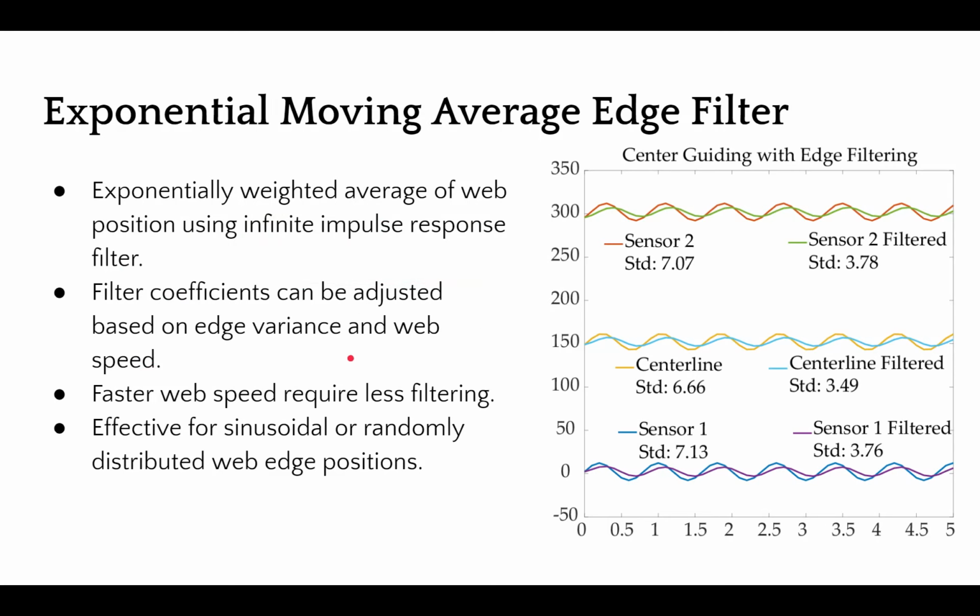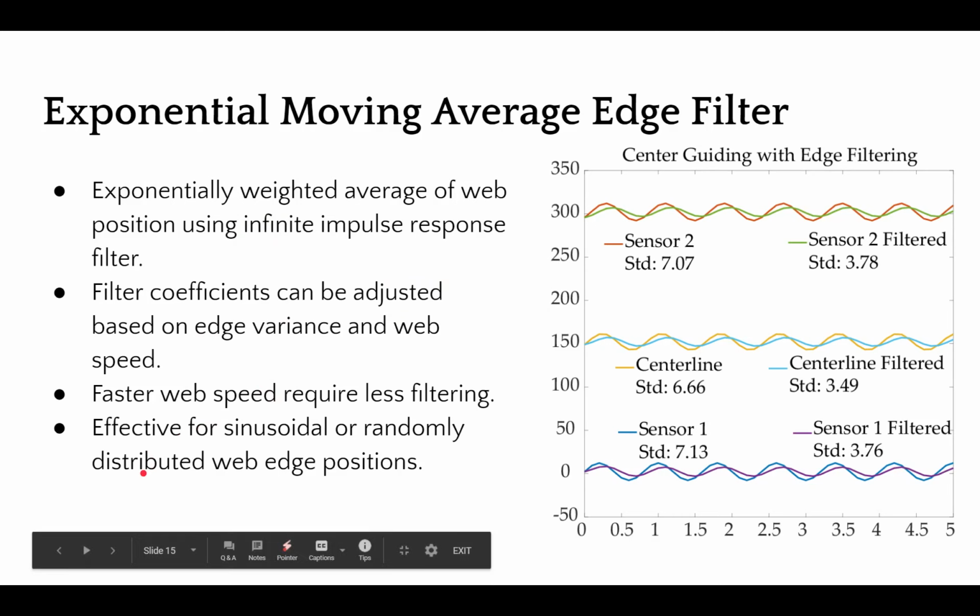And the coefficients of these can be adjusted based on the speed, or if you know how much variation you're going to see with the web edge, then you can adjust that. The faster you go, the web itself is filtering those variations for you. But it's mostly effective for sinusoidal or randomly distributed edge positions.